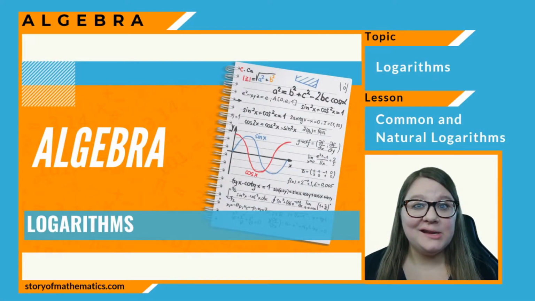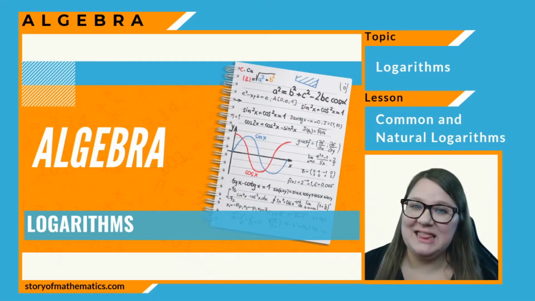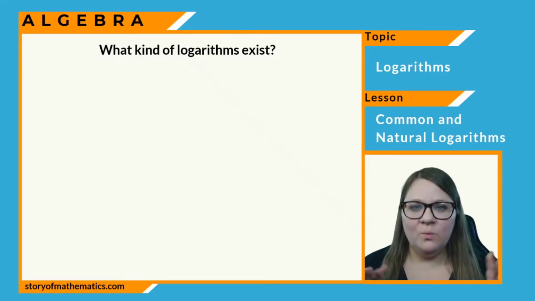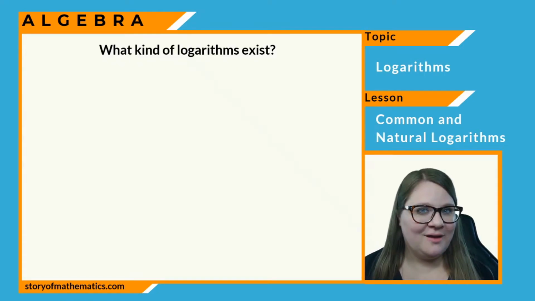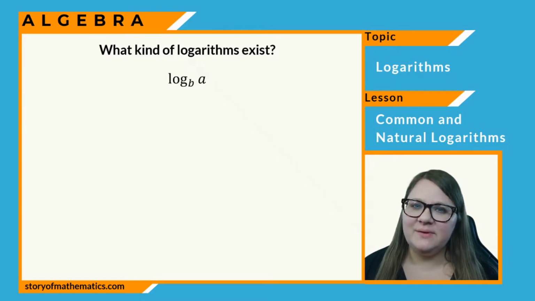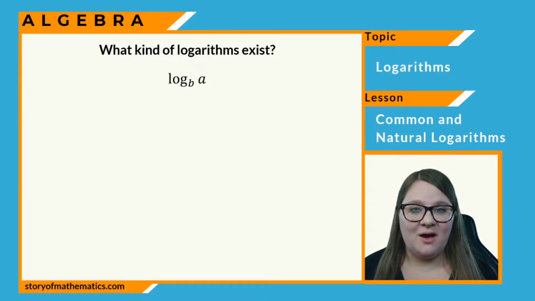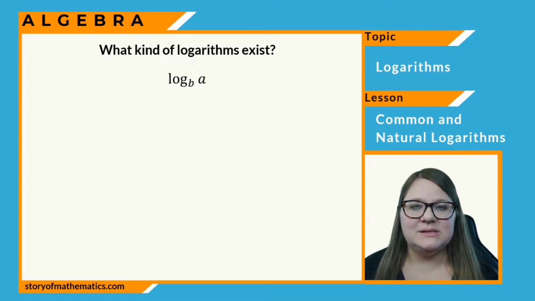Hi, in this video, we're going to talk about both the common and the natural log. So we're really talking about what kinds of logarithms exist. Well, the kind that we've talked about before is the log base b. So this is log base b of a. It can be where b is any positive number, totally fine, all right?